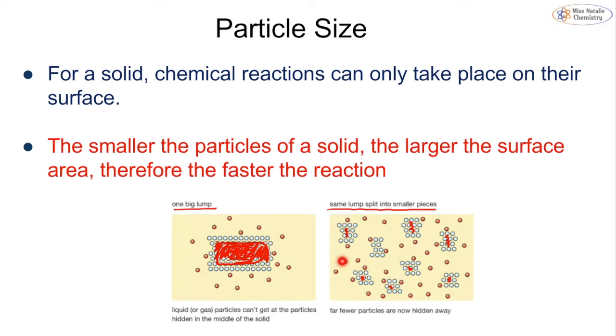So when we're describing particle size, we should be stating that the smaller the particles of a solid, the larger the surface area. So we're getting more surface for our reaction to happen, therefore the faster the reaction. This is a key sentence that we have to know.